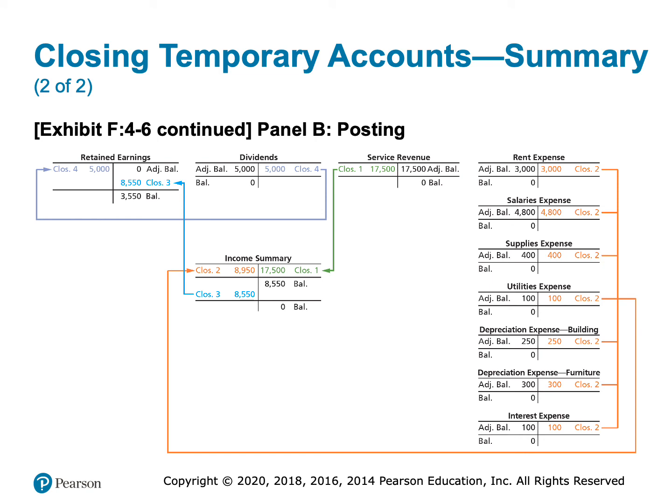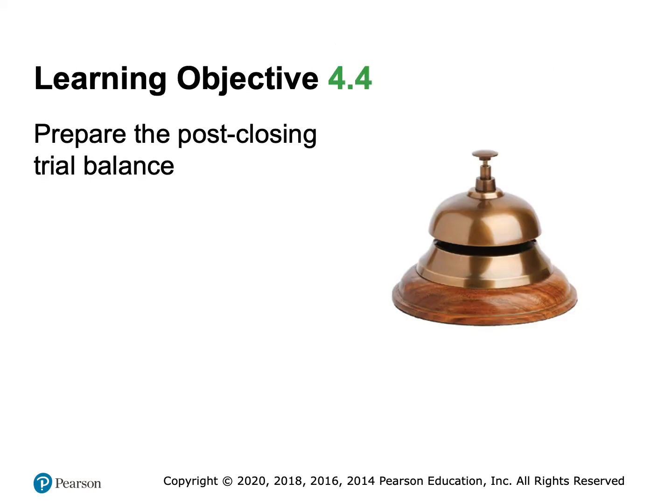And so this again is just a review of all of the T accounts. Now we can see all the expenses are zero, the revenue is zero, the dividends are zero, income summary is zero, and retained earnings is that 3,550 that we said it was going to be way back on that statement of retained earnings we did in Learning Objective 1.